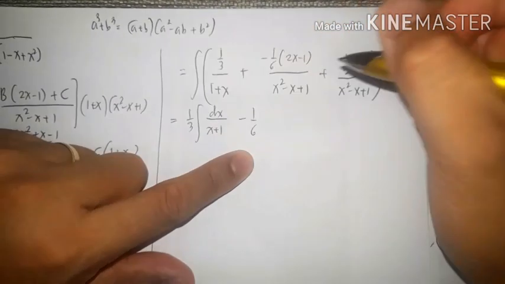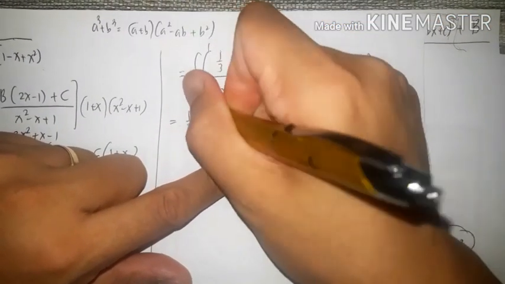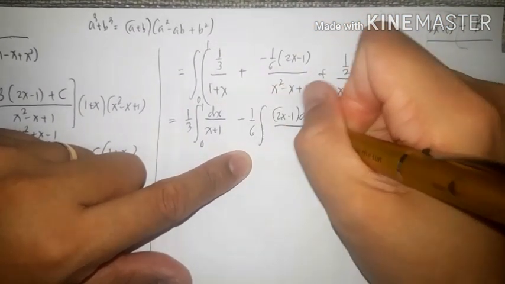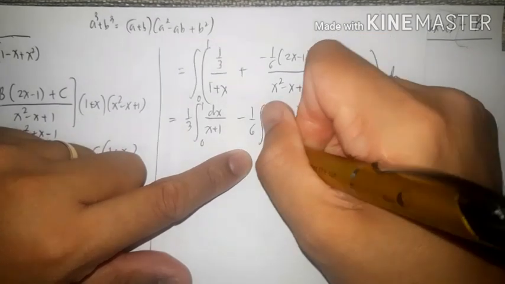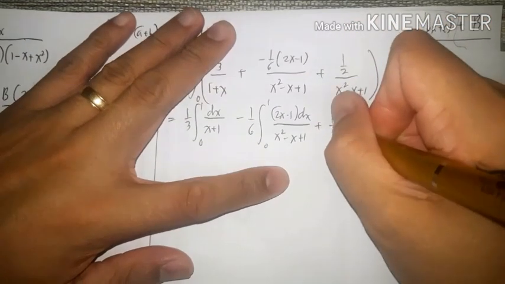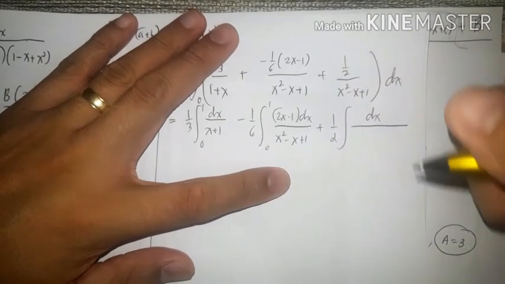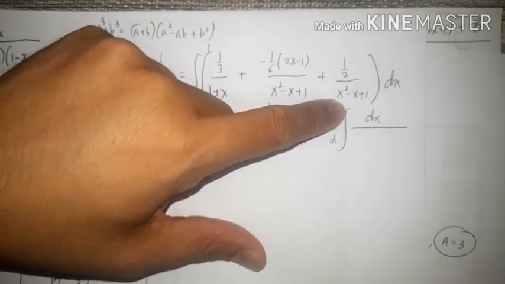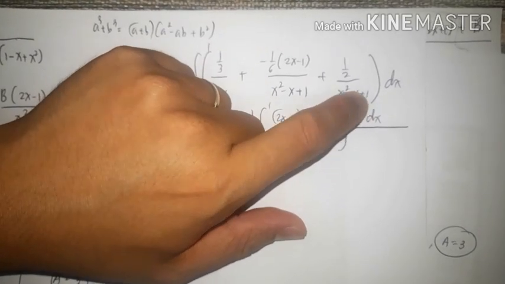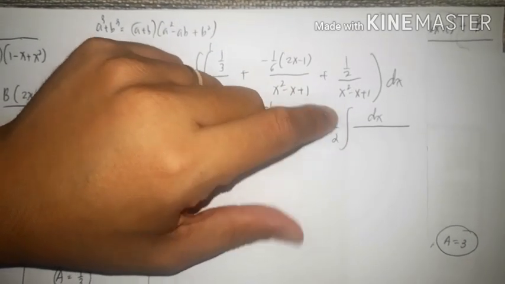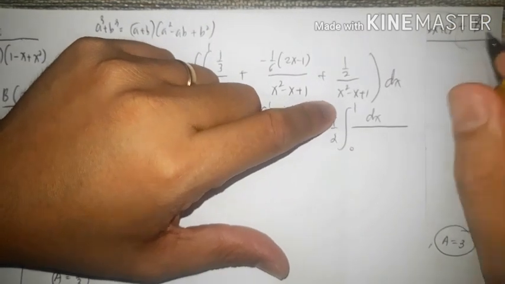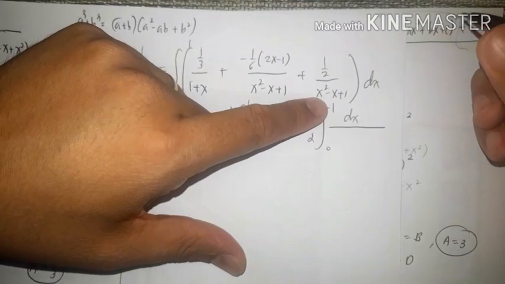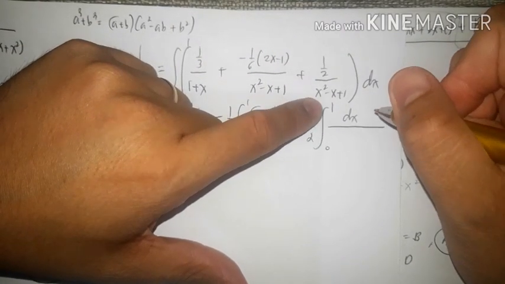Minus 1 over 6. Remember, this is from 0 to 1. So the integral of (2x minus 1) dx over x squared minus x plus 1 from 0 to 1, you have plus 1/2 integral of dx over x squared minus x plus 1. So this can be solved using integrals yielding inverse trigo by completing the square.